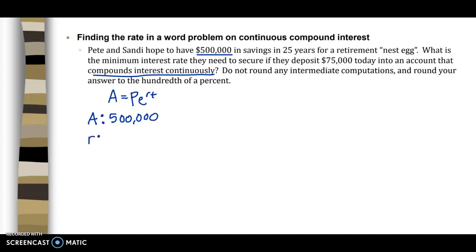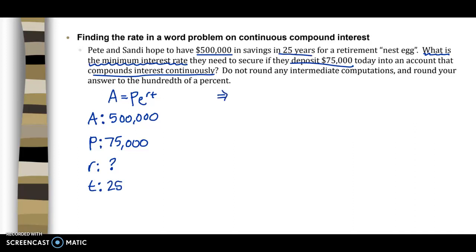P is the initial amount they put in, so they're going to deposit $75,000. R is the rate, which is what we're told we want to know. Right? This is our question. What is the minimum interest rate? And T is the time we're going to keep this money in for 25 years.